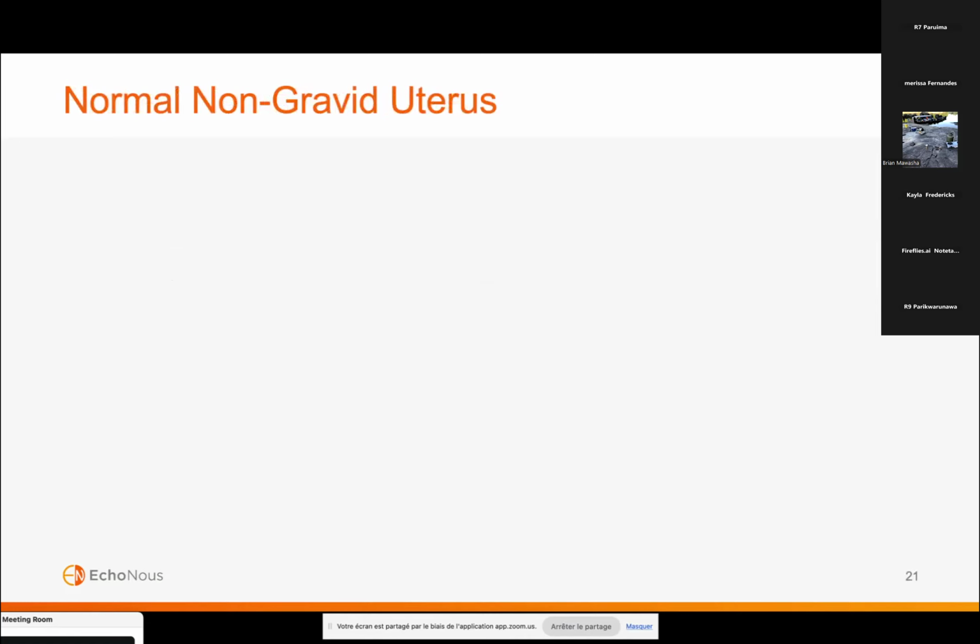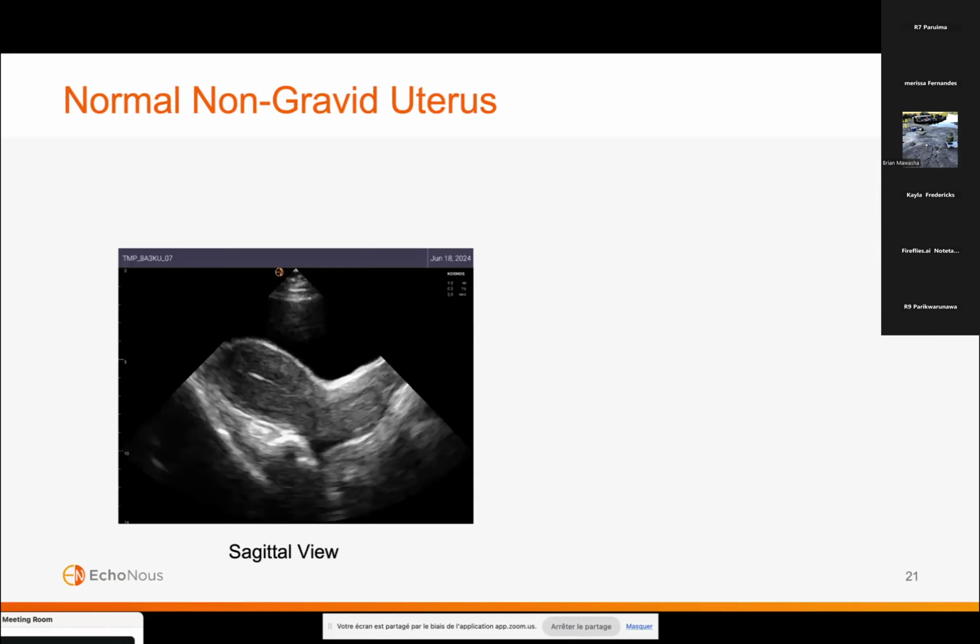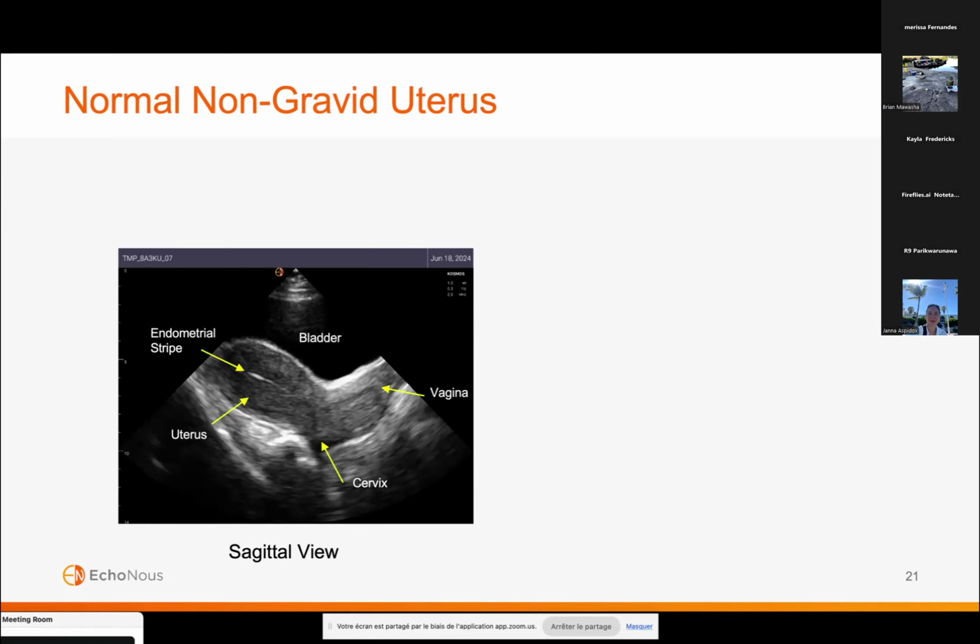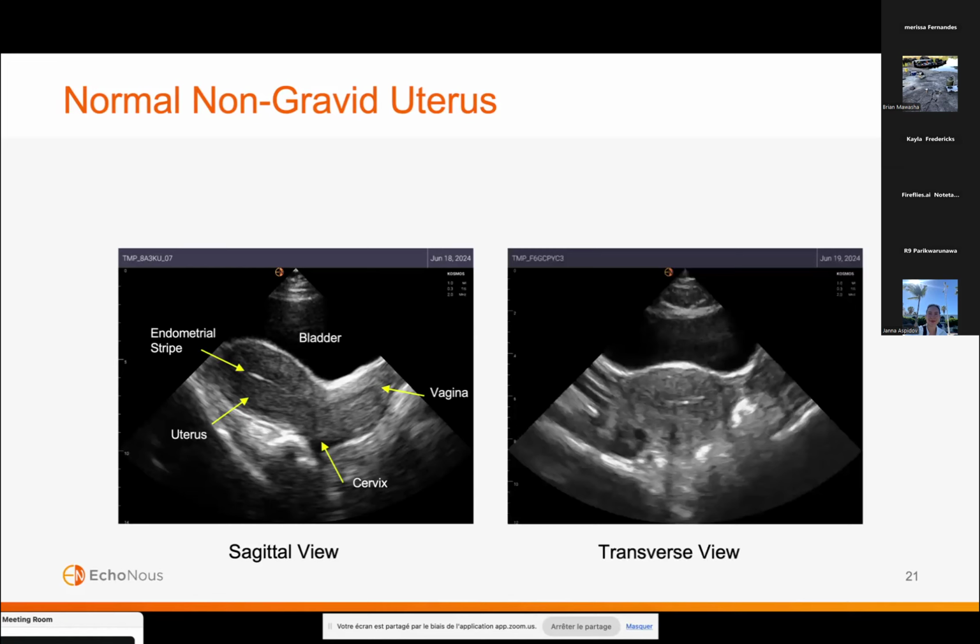This is an example about the sagittal and transverse view related to a non-gravid uterus. In this first image, the uterus appears in sagittal view. And the anatomical landmarks in this view are the uterus, cervix, vagina, and the endometrial stripe, which appears as a hyperechoic line, and then the bladder. In the second image, we have the same uterus, but this time in transverse view.